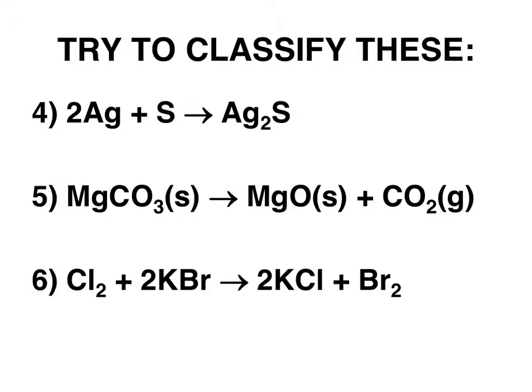Alright, so first one, we have silver and sulfur making silver sulfide. So we go from two things to one thing. Okay, so A plus B to AB. This is going to be synthesis.